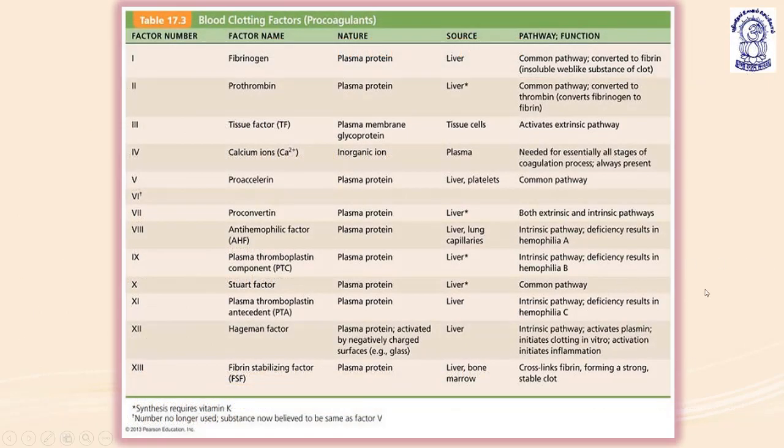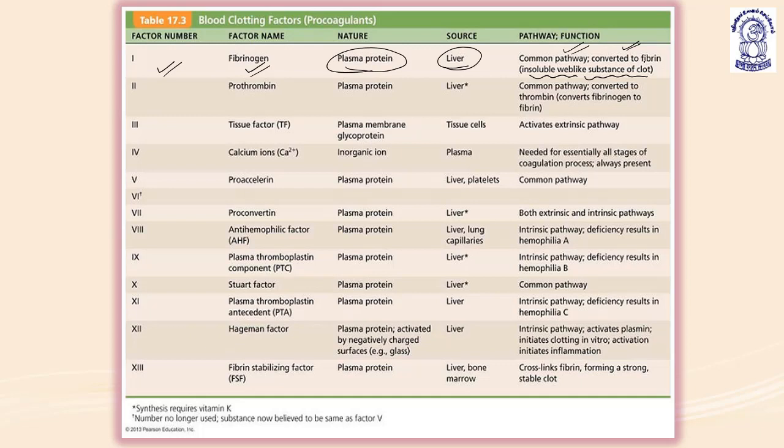These are the clotting factors. Factor number one, fibrinogen. It is a plasma protein. Source of obtaining it, liver. Pathway, it is present in the common pathway. It is converted to fibrin, an insoluble web-like substance or clot. So fibrinogen is converted into fibrin and it is involved in the common pathway.